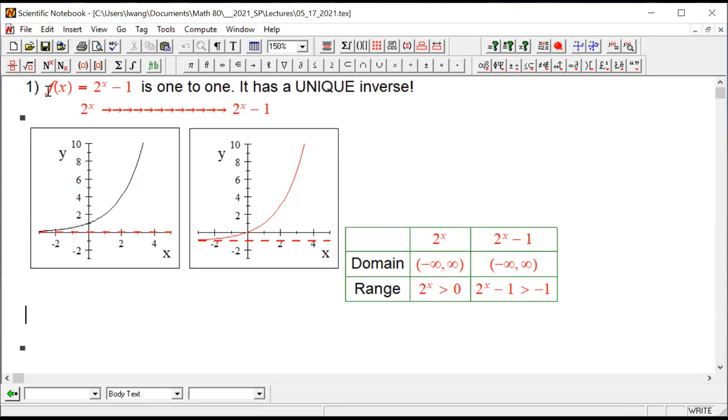Okay, when we try to find the inverse, this is the point we have been preparing you for, right? We write this as y, and we're going to swap x and y. Okay, so x and y swapped.